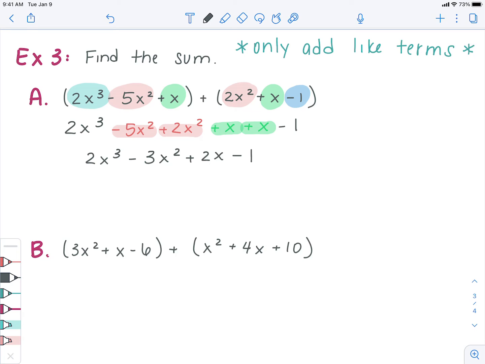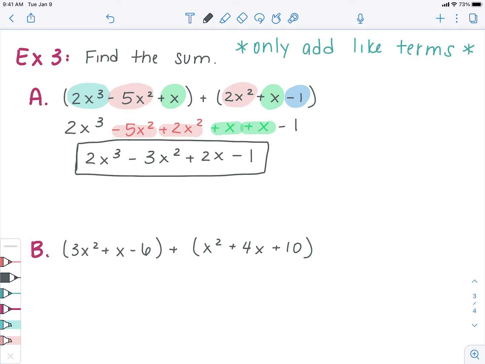So once I've combined everything that's similar, that's my final answer. So you're not going to get answers like we're used to of like x equals 1 or a coordinate. We're going to actually get big, long polynomials as our answer when we're doing this. You're just combining the like terms.